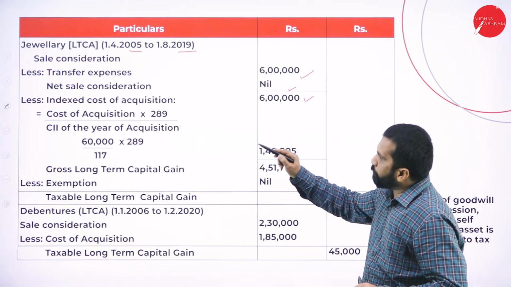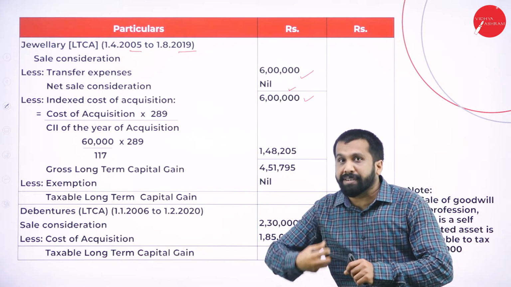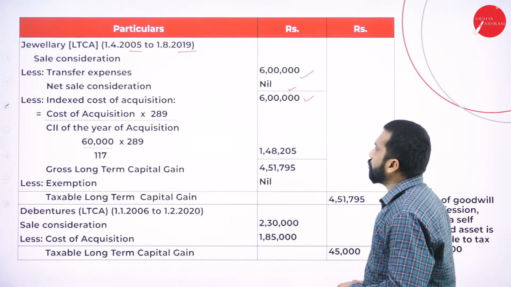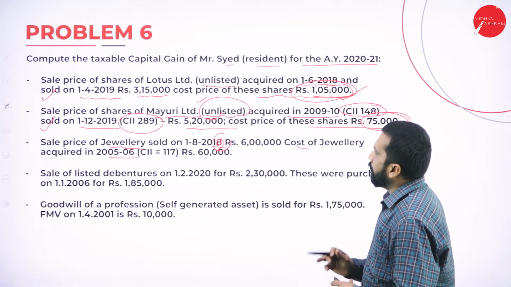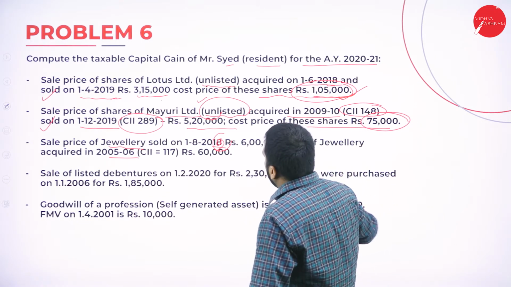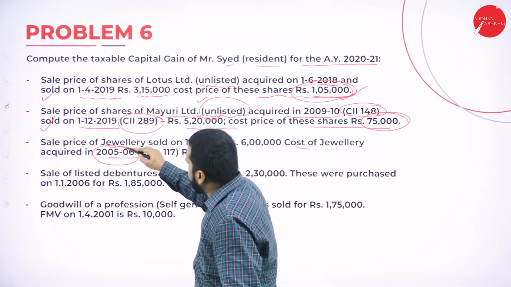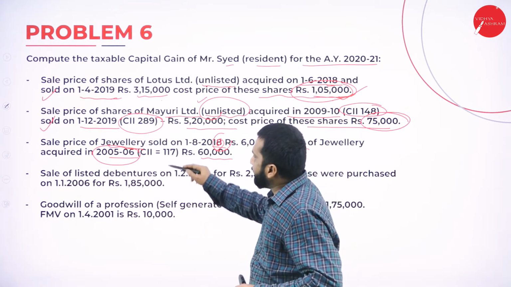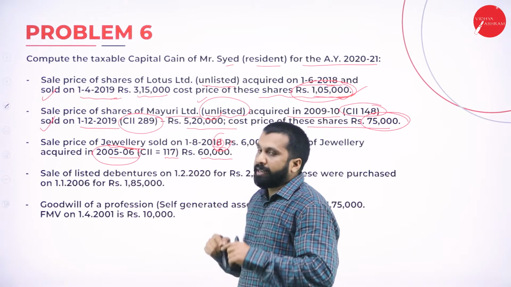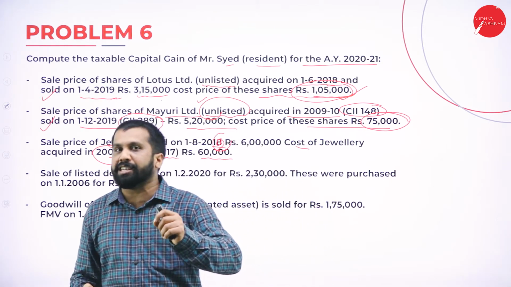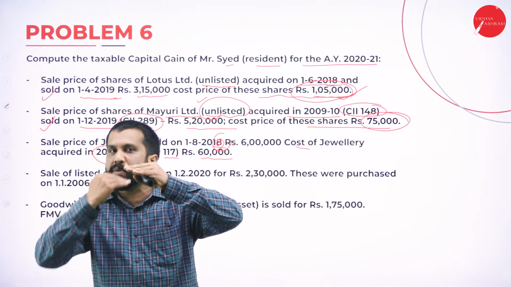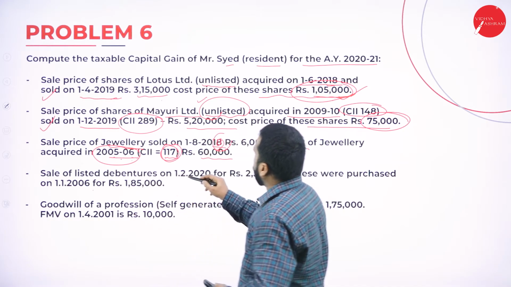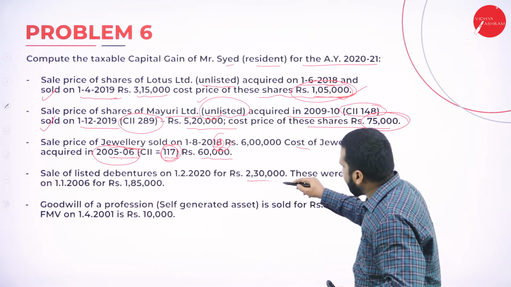Now, you have to find out your cost of acquisition, cost of purchase. How to calculate? I'll show you. Now, the jewelry was acquired in 2005-06 for the price of 60,000. What was the indexation? 117. At the time of purchase, whatever indexation number has been given, always should be down. Always should be down.